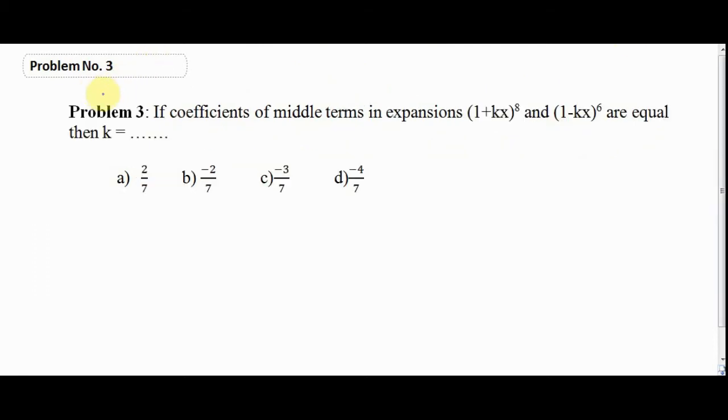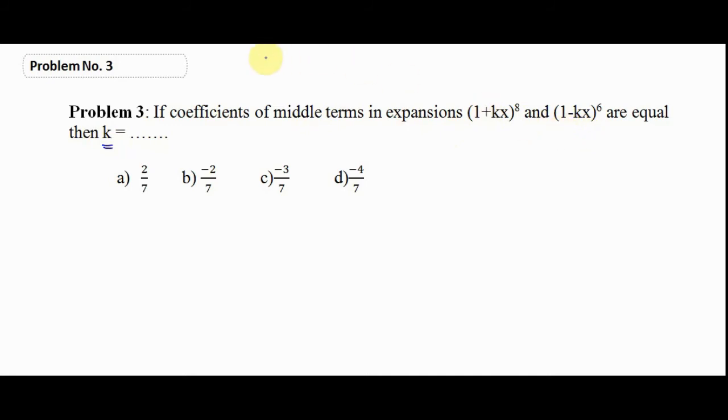Problem number 3. If coefficients of middle terms in the expansions (1 + kx)^8 and (1 - kx)^6 are equal, then k is equal to. So we are given the hint that coefficients of middle terms in these two expansions are equal, and we are asked to calculate the value of the constant k present in both these expansions.